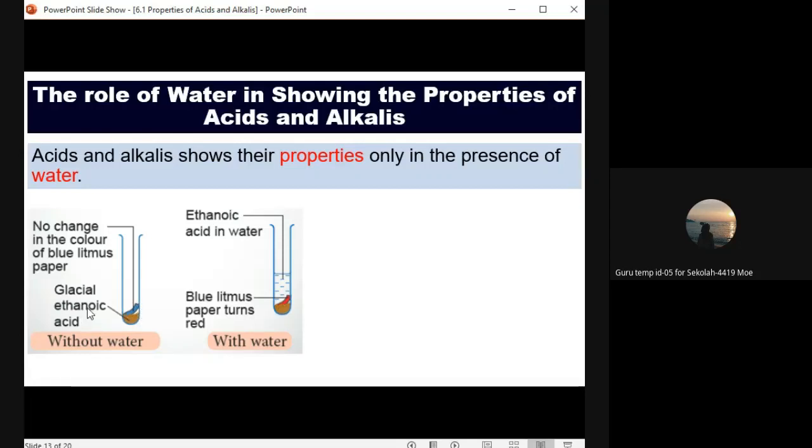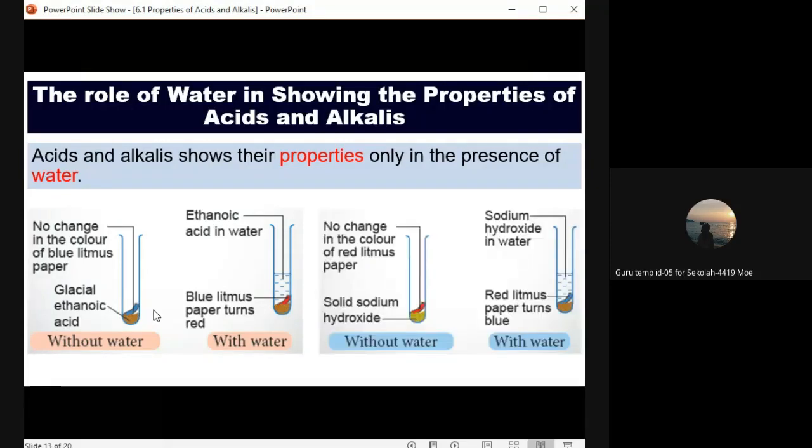And if you drop the blue litmus paper inside this test tube, it is supposed to turn red, right? Because ethanoic acid is acid, but it does not turn red. Why? Because there is no water. But as soon as we add some water, the blue litmus paper will immediately turn red. So when water is present, the properties of acid will show. So there must be water for us to show the properties of acid, in aspect of the color change of the blue litmus paper. Kalau tak ada air, dia memang tak akan tunjuk perubahan warna litmus paper tu.